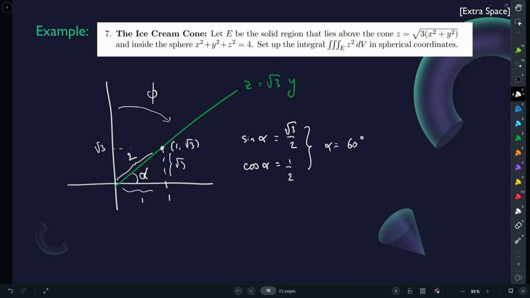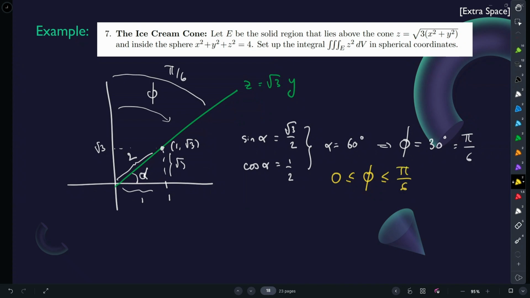The one I was interested in will be the complement of that. So the maximum phi that I can get is 30 degrees, which is pi over 6, which is maybe what you were thinking about. So this angle from here to here is pi over 6, and that tells me the final bound, which is that phi can go between 0 and pi over 6. Any questions on how I found that out?